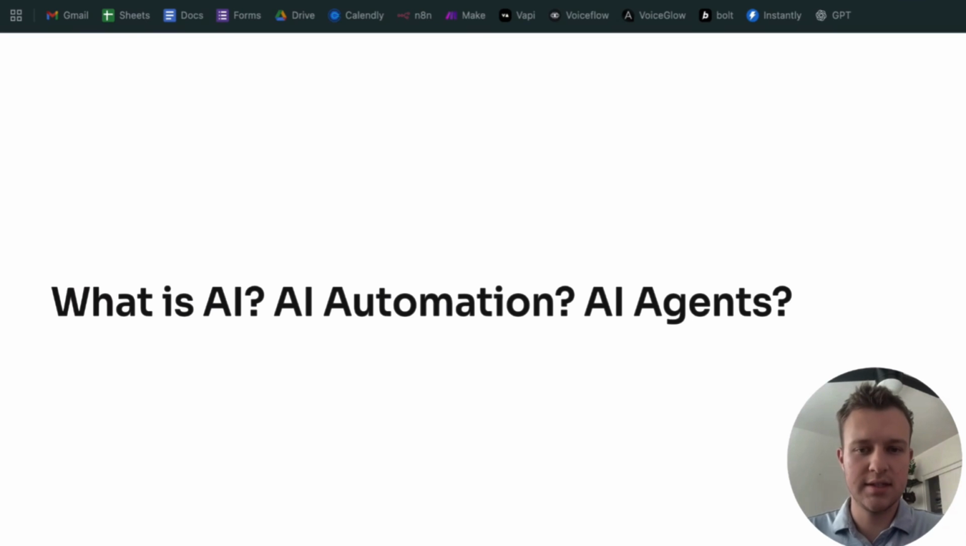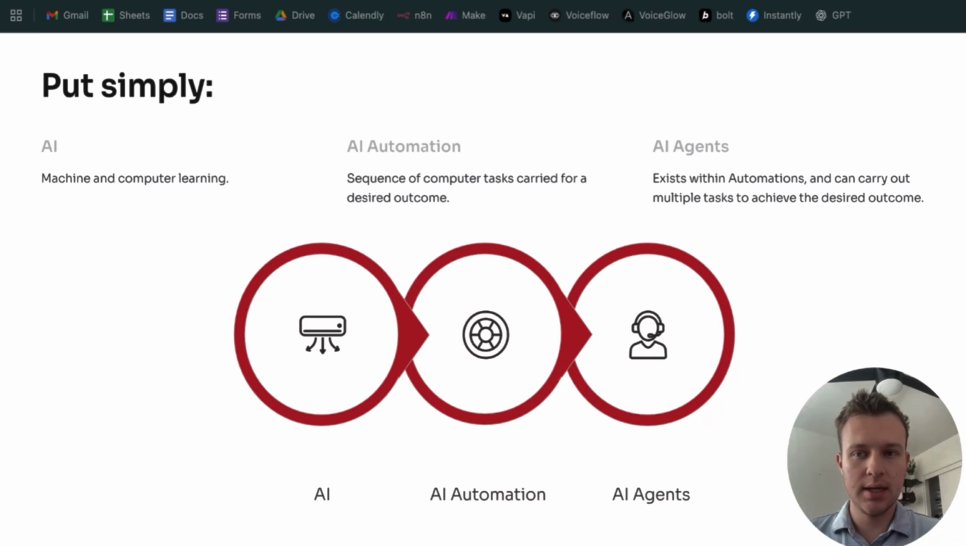So what is all this stuff? AI, AI automations, and AI agents. To put it simply, AI is just machine and computer learning. You give it an input, it gives an output, and then it's been refined and refined. And then it got to the point where it can actually carry out tasks for a desired outcome. So that's AI automation. That's whether you want to move an invoice over to somewhere else, or you want to summarize that invoice and have a summary ready to go and things of that nature. It's very A, B, C, D, E sort of thing.